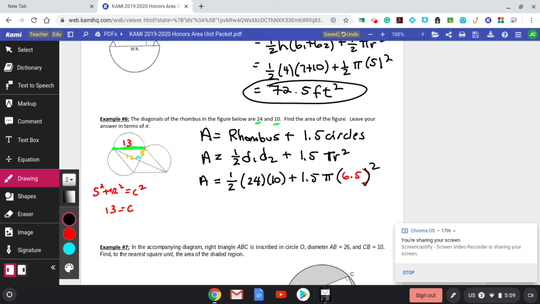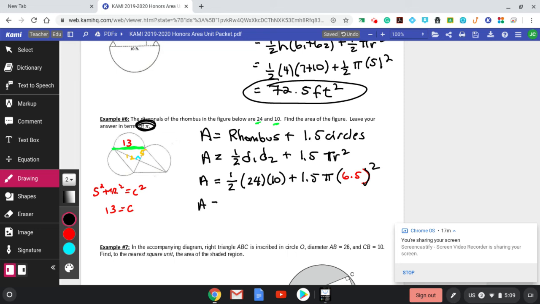Okay. Next thing here. This is why I didn't leave it to you on your own. It says, hey, leave your answer in terms of pi. You need a pi in your final answer. So I can't just click, click, click on the calculator and round. It's got to have a pi in the answer. So how far can I go here?